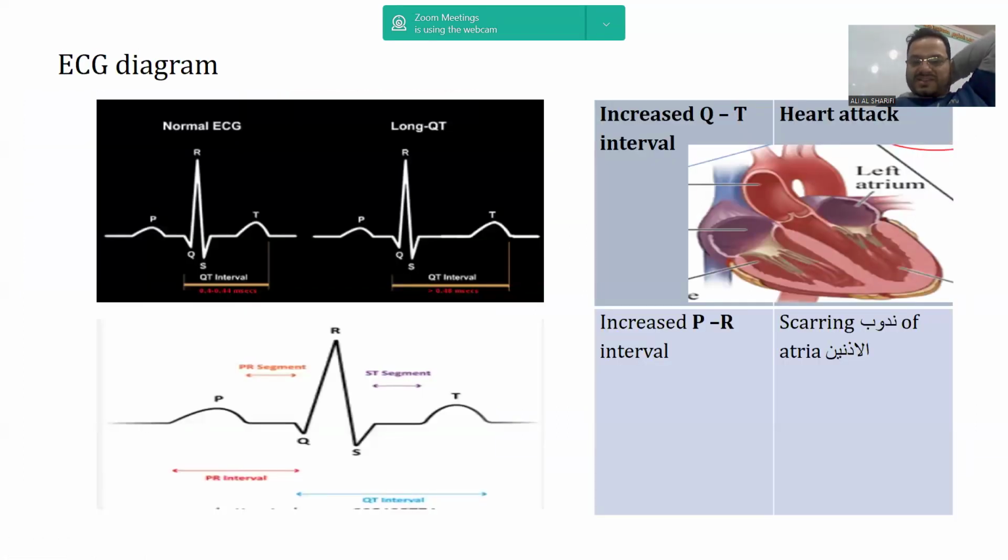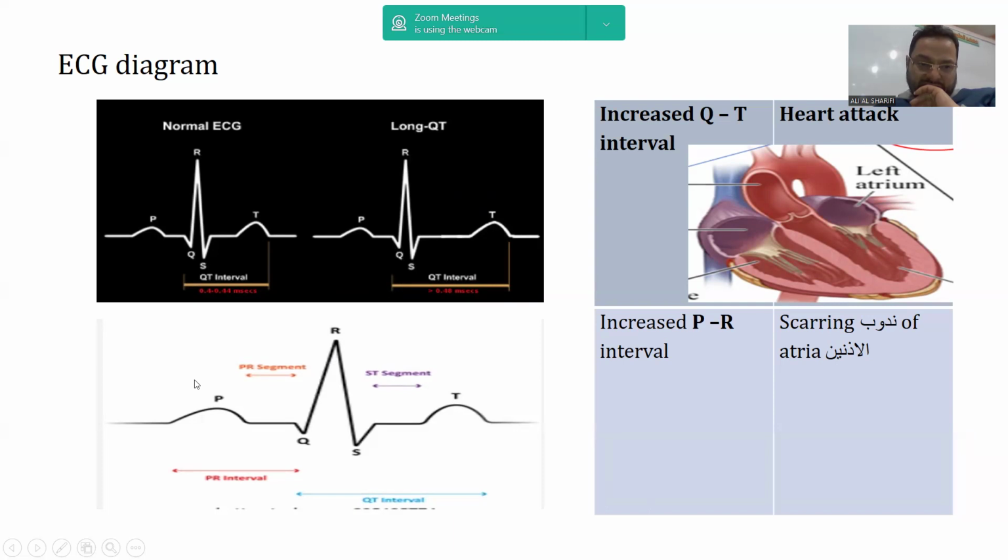At first, let me take some pictures to prove my words. Here is a normal ECG of any athlete, man or woman. When there is a long QT curve, what does that mean? That means an increased QT interval. That means this patient is suffering from a heart attack. When QT increases, that means heart attack.